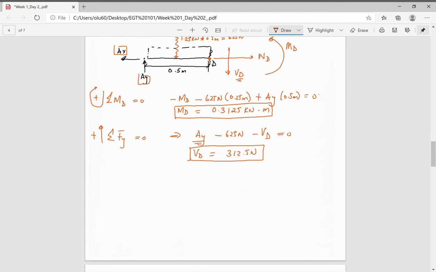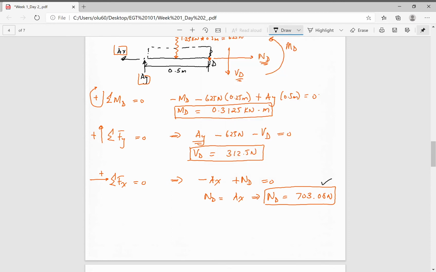Then we can solve for the sum of the forces in the x direction equals 0. And then we have our other force in the x direction: negative AX plus N sub D, our normal force at point D. Then N sub D equals A sub X. You already know what A sub X is, so N sub D happens to be 703.08 newtons.